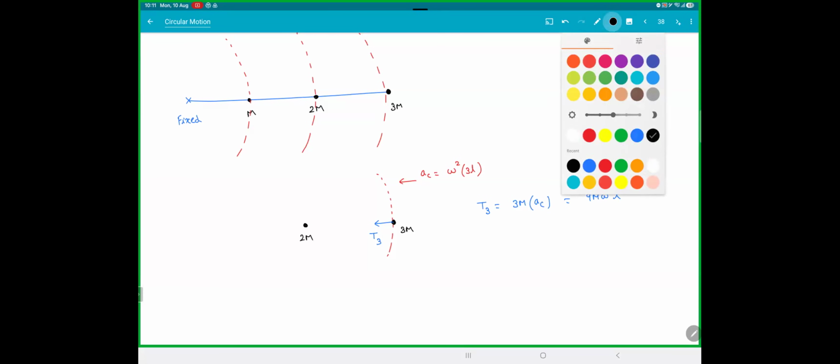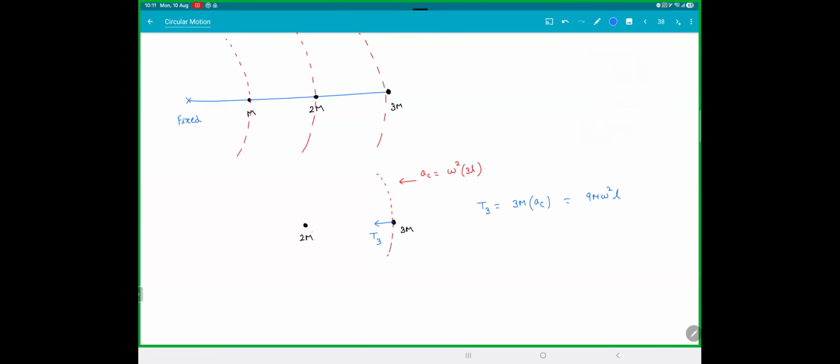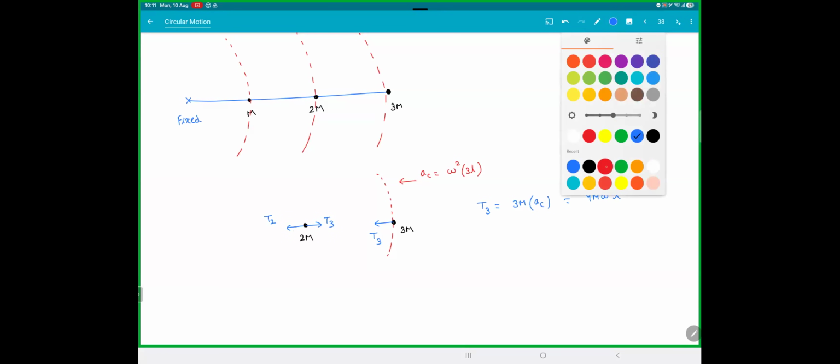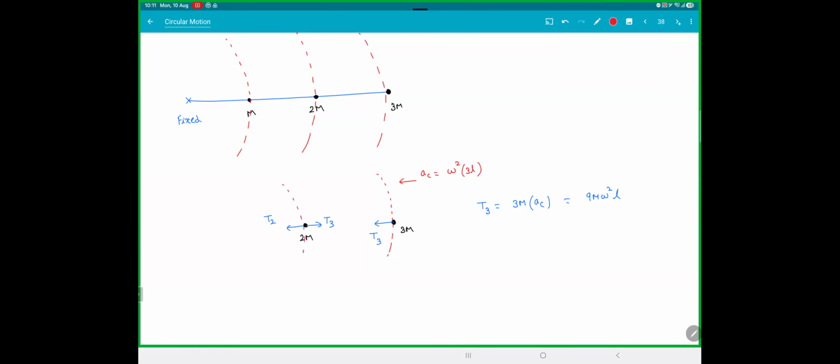What are the forces on 2m? Now remember, there are rods on either side. So this is pulling with T3, rods are pulling here, and this is T2. And then we will say, since you are going in a circle, you will have an acceleration, which is a_c, equal to omega square into radius, and your radius is 2L. So T2 minus T3 is 2m into omega square 2L. But T3 is already 9, so T2 will be 13 m omega square L.